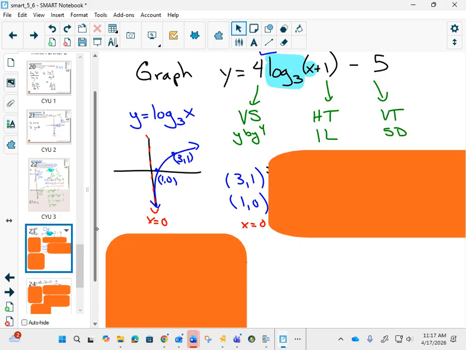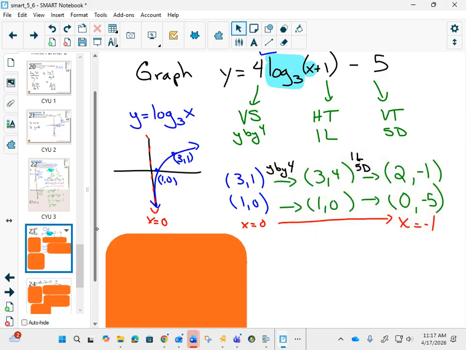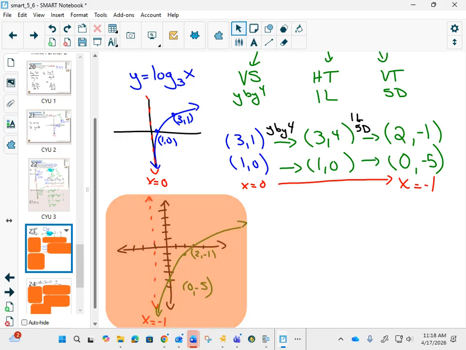Okay, let's see how you did. Did you get 2, -1, 0, -5, and your asymptote, because you're going 1 to the left, is going to change to x equals -1. Now, all you have to do is draw a new grid, draw a new asymptote, draw your new points, and you have your new graph.